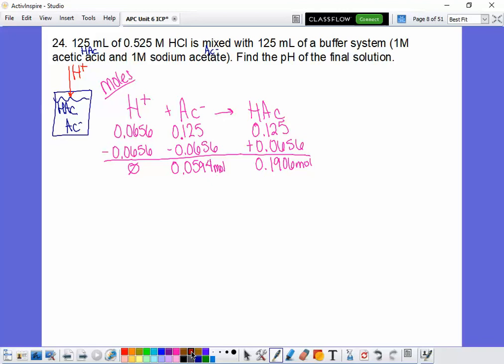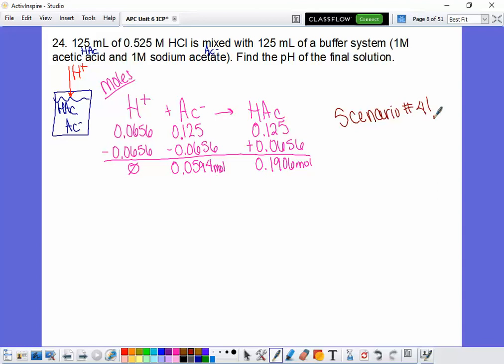Whew, thank goodness. Don't worry, that's coming. We have both HAC and AC minus left over. We have both components of my buffer, so it's still a buffer, so it's scenario 4. It's probably like the second favorite. It's scenario number 4, so we just have to do Henderson-Hasselbalch.